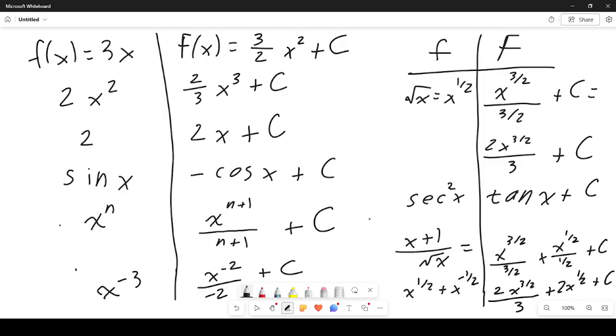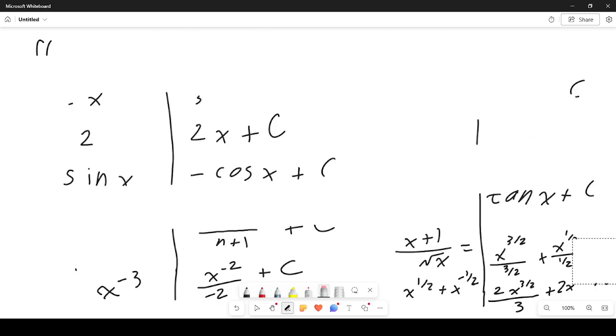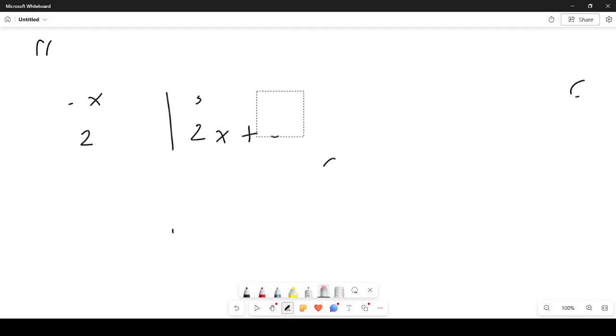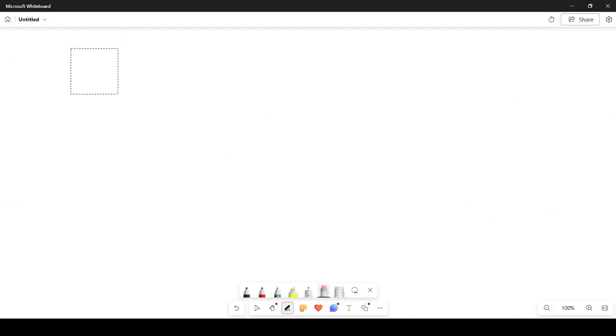So those are just some basic antiderivatives. This is just drills. You have to go through and use the power rule. Since you know it for derivatives, it's maybe slightly harder, but not much harder to do it with an antiderivative.